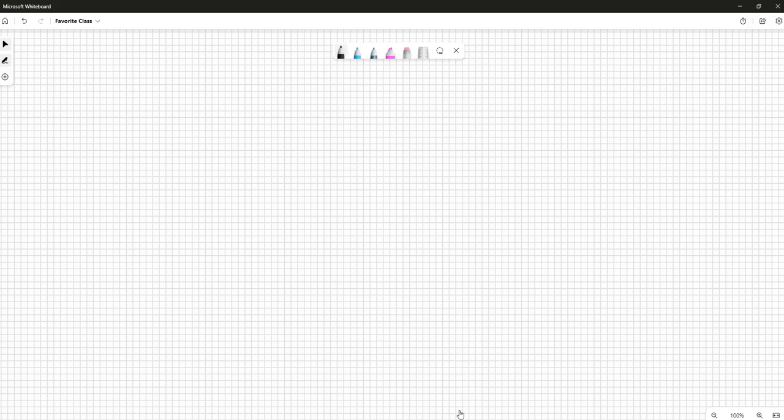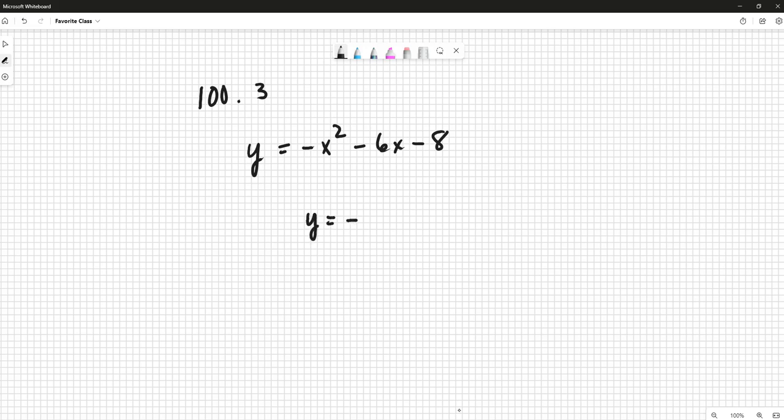Okay, so I can't believe what I was misunderstanding from this lesson. It was so simple, so I'm just going to show you real quick. Once you have converted this by completing the square and put it into that format, which is on 100.3, we have y equals negative (x plus 3) squared plus 1, where we know that it opens downward.